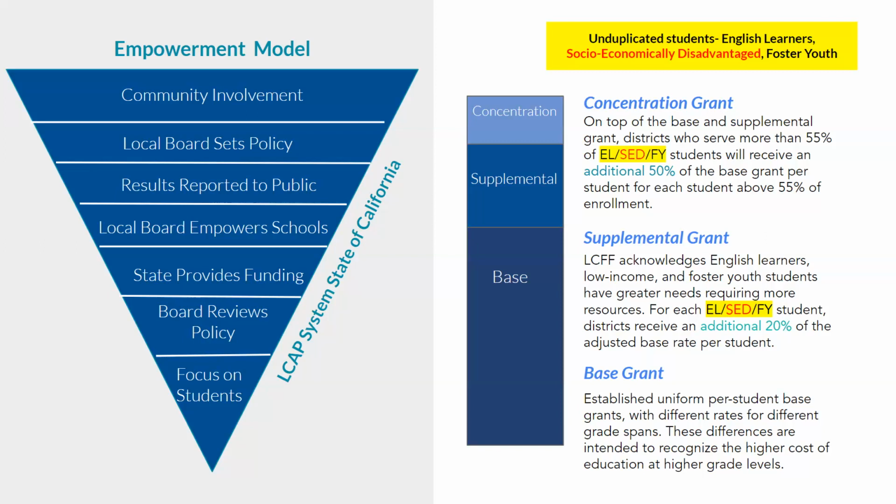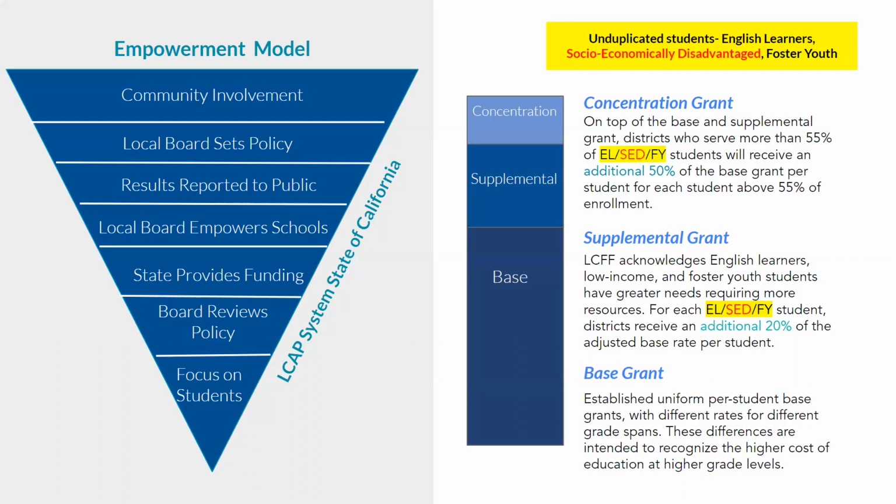Then on top of a base grant, you can also get a supplemental grant. And that's where LCFF factors in. So LCFF acknowledges that English learners, low-income students, and foster youth students have greater needs requiring more resources. For each English learner, low-income student, or foster youth student, districts can receive an additional 20% of the adjusted base rate per student. When we're discussing low-income students, that's where our McKinney-Vento or homeless students would factor in to the supplemental grant.